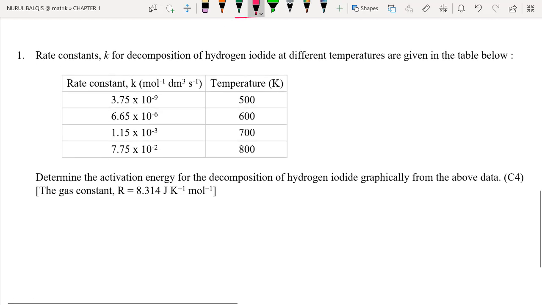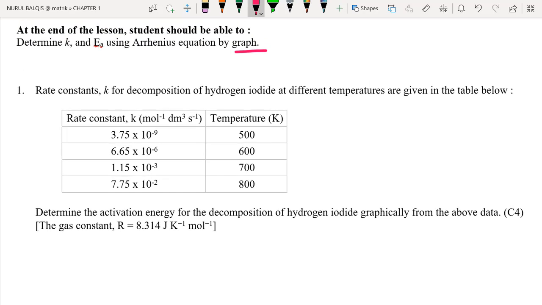Okay, determine the activation energy. So we want to find the activation energy for the decomposition of hydrogen iodide graphically from the above data. Also given to you is the gas constant, 8.314 J per K per mole. So now we know that the Arrhenius equation is k is equal to A exponent negative Ea over RT.